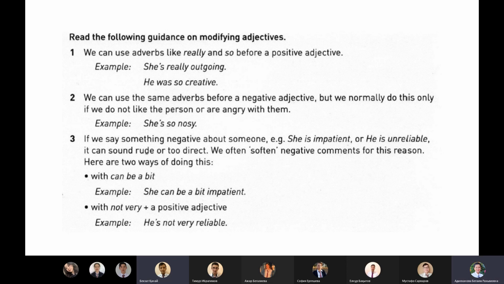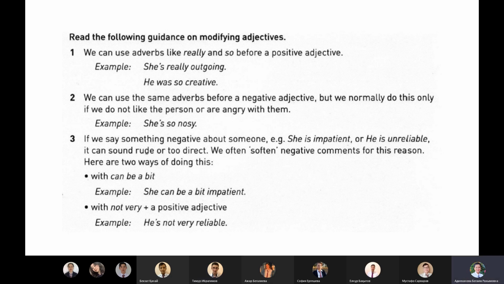What about the word soften negative comments? Why do we need to soften negative comments? What is the reason of softening? We don't know. Actually, it is written on the third rule.